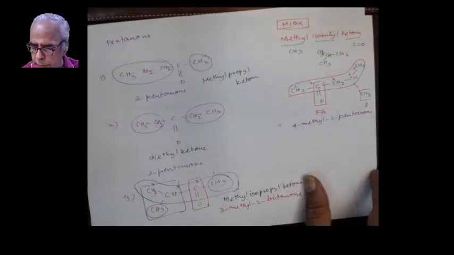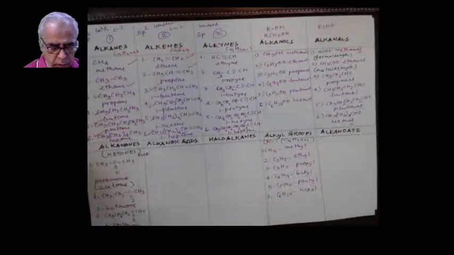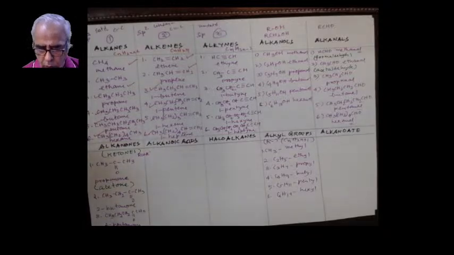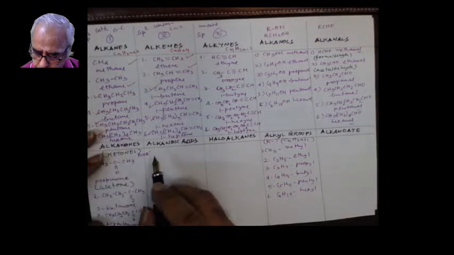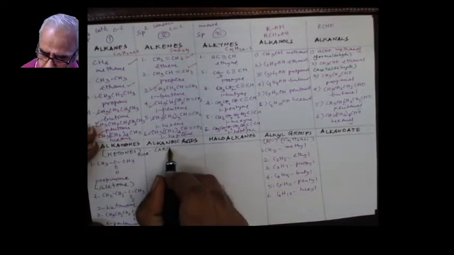Now let us proceed with other compounds like alkanoic acid. As I already mentioned, this can also be called carboxylic acids. Okay, carboxylic acid.